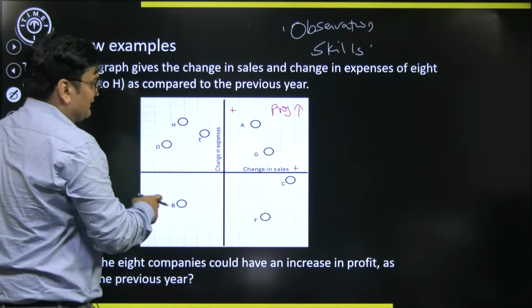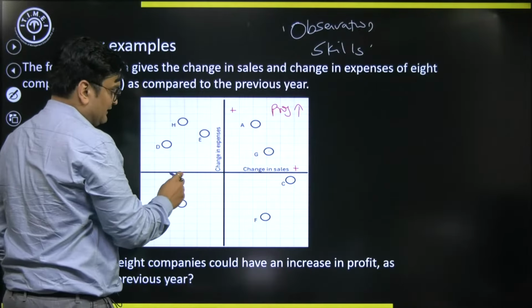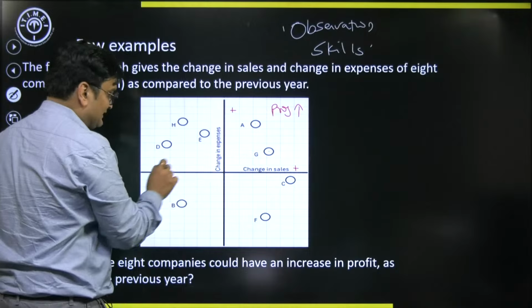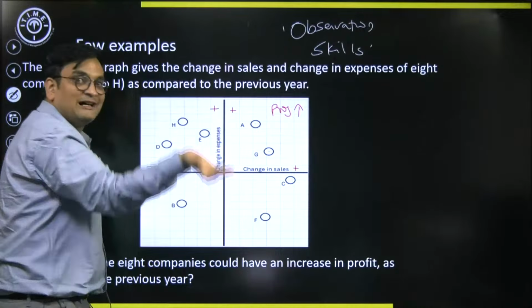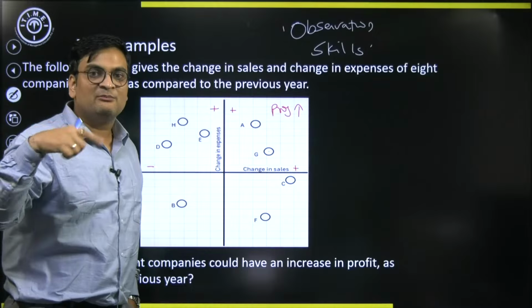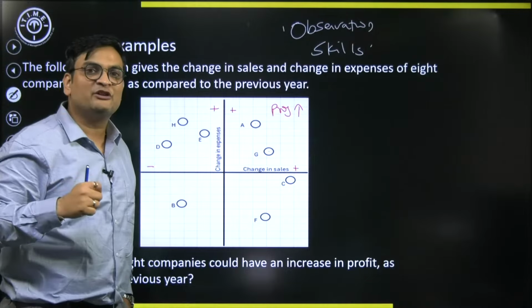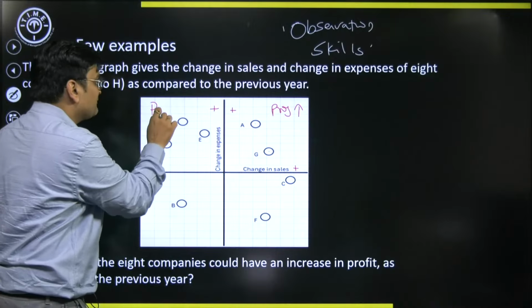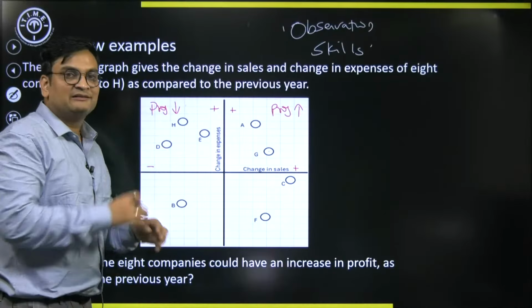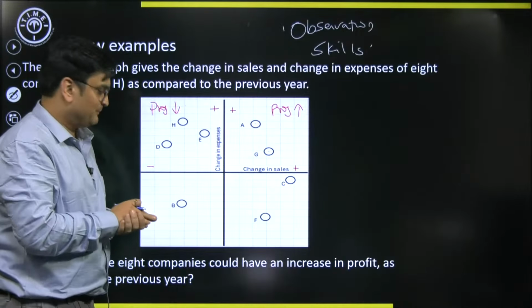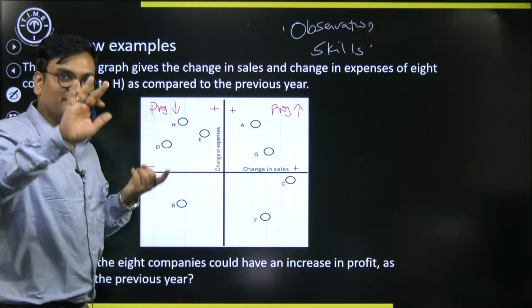What about these three? For these three, if you look at it, here, say change in sales is negative. That means sales are dropping, but expenses going up. If your sales drop but expenses go up, what will happen to your profit? Profit definitely comes down. So for these three companies, E, H and D, there is no chance that the profit can go up. So these three are definitely out of our list.